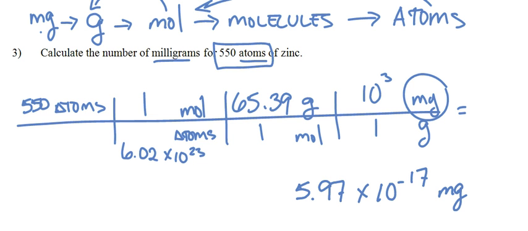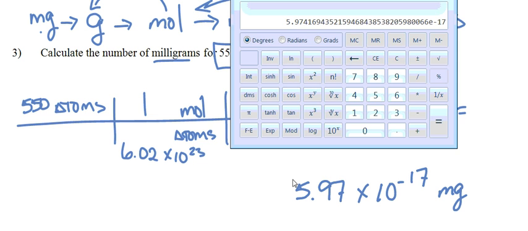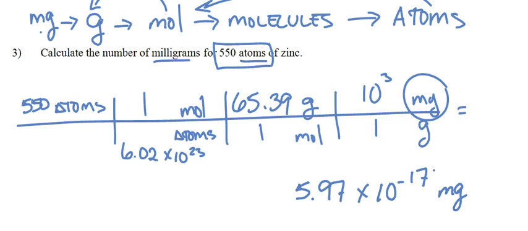Wow. I don't like Microsoft calculators. So 5.97 times 10 to the negative 17. Yep, okay. Whew, that was ugly. Sorry about that, guys. Hopefully you had no problem with your calculator on typing that in.